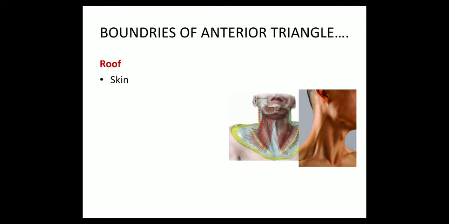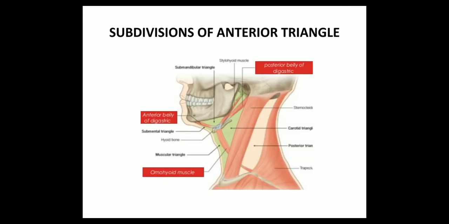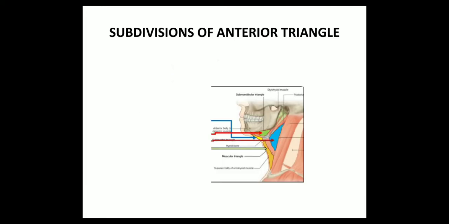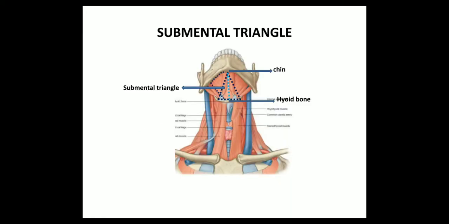The roof is formed by the skin and the subcutaneous tissues containing the platysma. The digastric muscle and the superior belly of the omohyoid muscle divide this anterior triangle into four smaller triangles. Those are the submental triangle, the submandibular triangle, the carotid triangle, and the muscular triangle. So one by one we'll discuss each triangle.